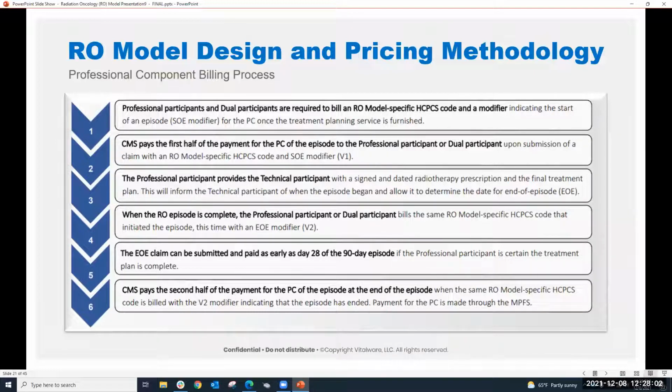And then once you submit that end of episode claim, CMS is going to pay your second half for the episode. We're going to go into more detail on this because I know it gets really confusing, especially when you start adding in the fee-for-service billing for items that are not included in the RO model.